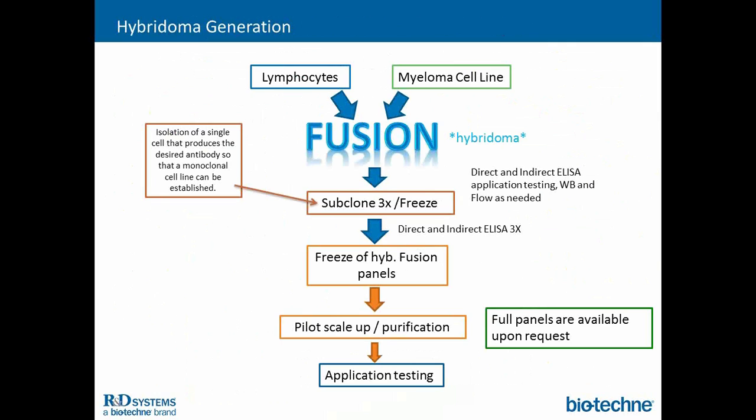At that point, we're freezing down what we call fusion panels. Those fusion panels are usually 10 to 15 clones on average, and then going from there to a pilot scale-up and a purification. And we're repeating the application testing. So all our application testing is actually done on purified material at that point to maintain that what we develop in-house is the same thing as what we're going to manufacture in-house, which is why we've adopted the same process on both ends.